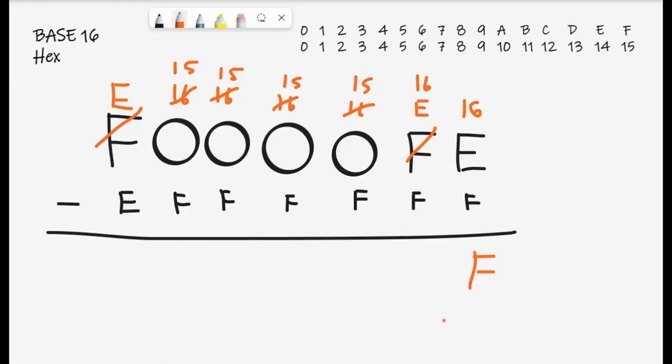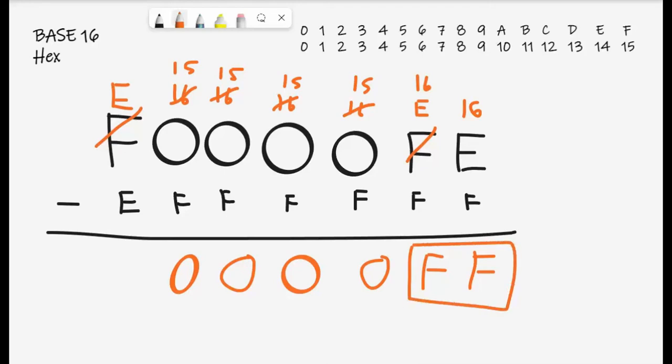Okay, so now we say, what is 16 minus 15? Okay, 16 minus 15 is 1. 1 plus E is F. 15 minus 15, 0. 15 minus 15, 0. 15 minus 15, 0. 15 minus 15 is 0. E minus E, 14 minus 14 is 0. Your answer is FF.